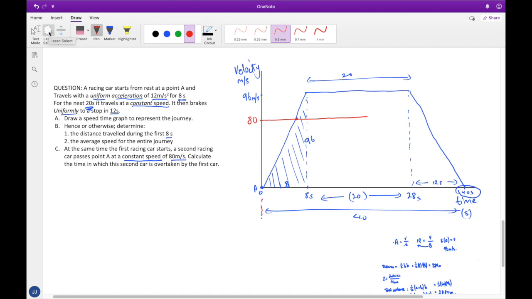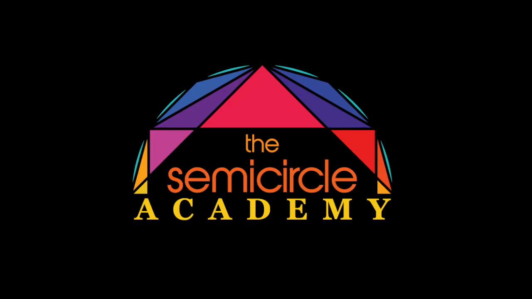Nice, and that's pretty much it for velocity time graphs. As we could see, it was a very, very easy topic. Not much, just a couple of things that we had to remember, and a couple of new formulas, that being speed is distance over time, and acceleration is velocity over time.